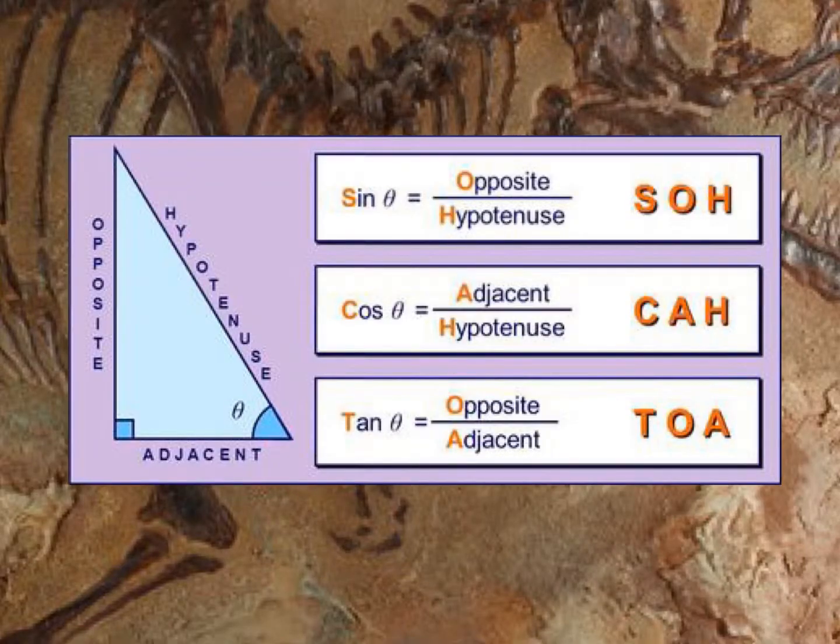So again, here are the sine, cosine, and tangent functions, SOH-CAH-TOA. Memorize these ratios and we'll be all set for trigonometry.